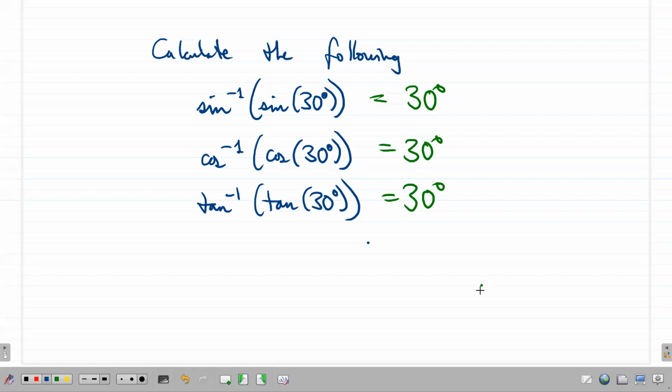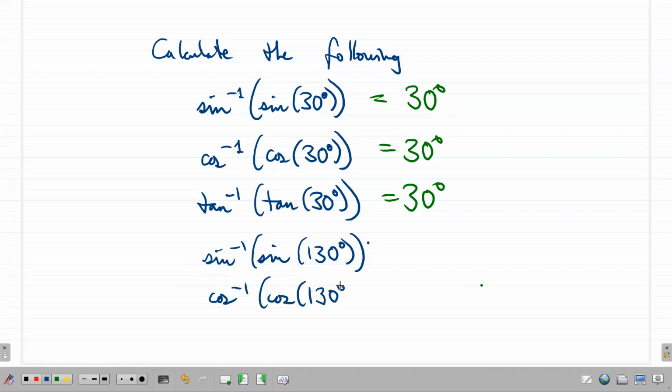Well, let's just see a moment. I'm going to do 3 more of these for you. So rather than take 30 degrees, I'm going to take 130 degrees, say. So I want to compute now inverse sine of 130 degrees, inverse cos of 130 degrees, and last of all, inverse tan of 130 degrees. And I want to see what I get.